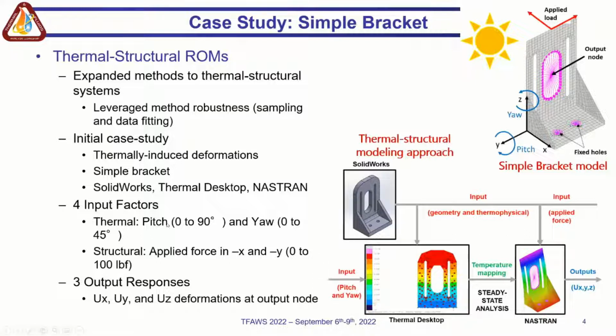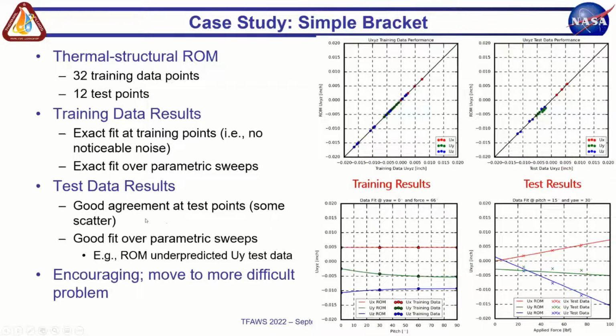All right, so let's just take a look at some of the results of this first effort. Again, a nice simple case study. What we did is we ran 32 training data points. If you recall from that initial very simple example with the red circles, essentially 32 points that covered the input design space. We also had 12 test points.